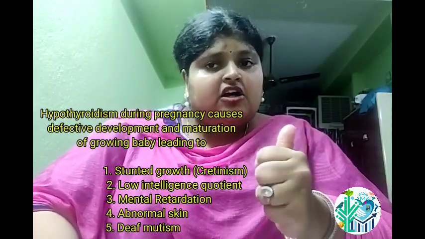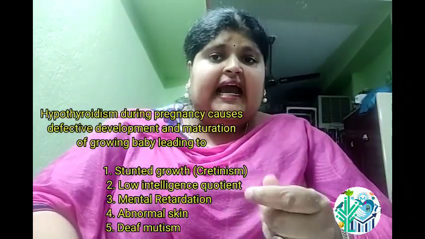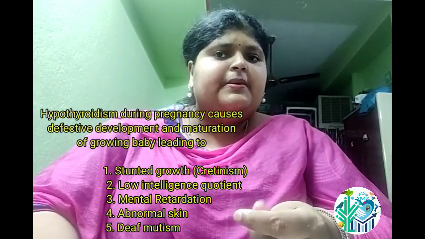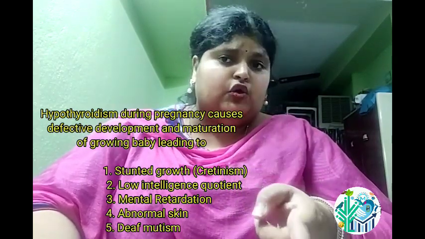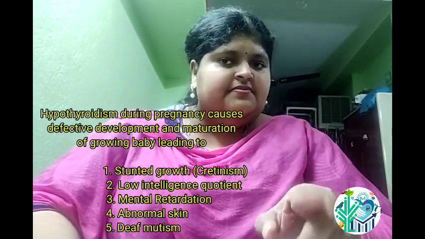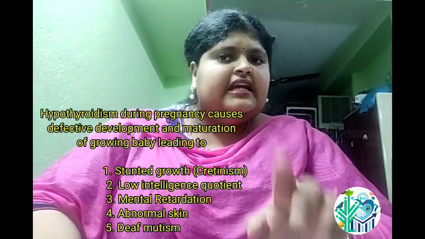Okay. So hypothyroidism during pregnancy causes defective development and maturation of the growing baby, leading to stunted growth, that is cretinism, low intelligence quotient, mental retardation, abnormal skin, deaf mutism. Deaf mutism means the person is unable to hear as well as speak congenitally, that is since birth. Congenital means since birth. Okay, I'm repeating the whole thing from the beginning, it's almost over.